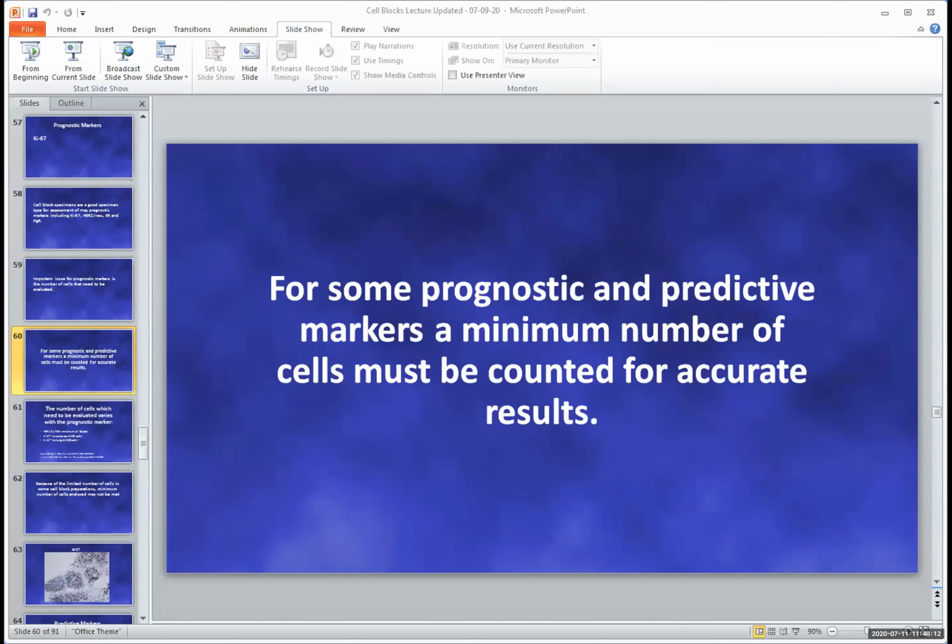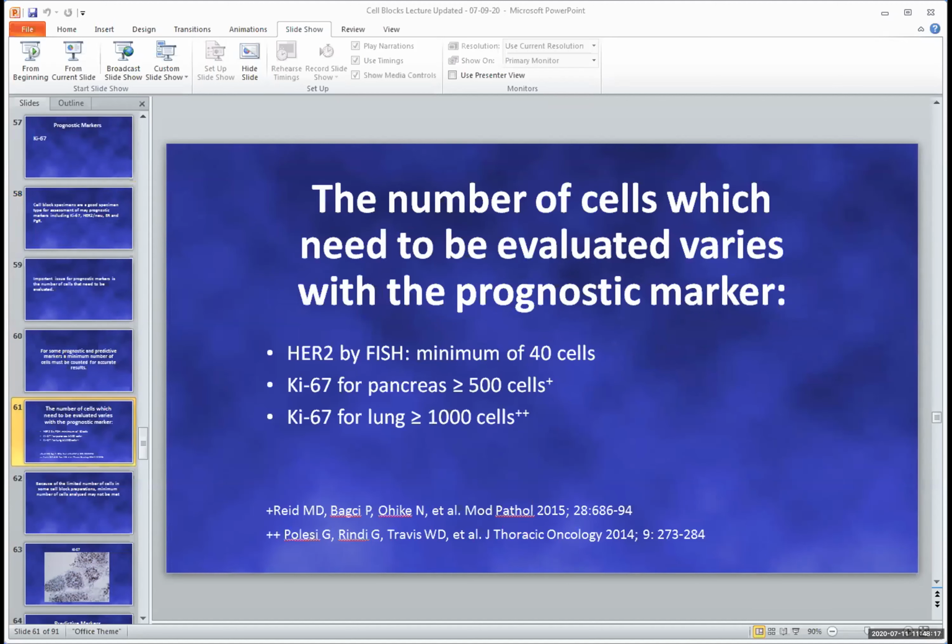So there is a minimum number of cells that have to be counted for an accurate, acceptable result. And the number of cells which need to be evaluated varies with the marker. For HER2/neu, if you're using FISH, you need to evaluate a minimum of 40 cells. Ki67 for pancreatic neuroendocrine markers, you need to evaluate at least 500 cells.